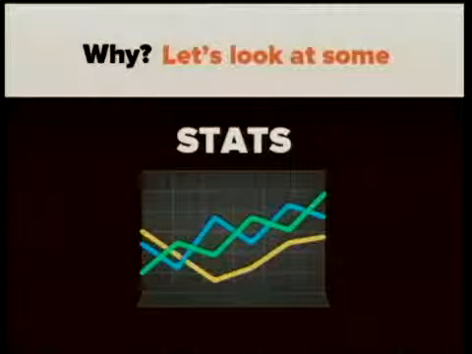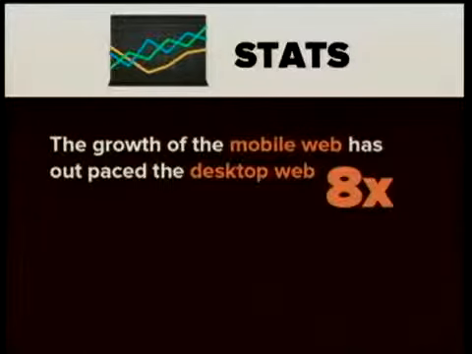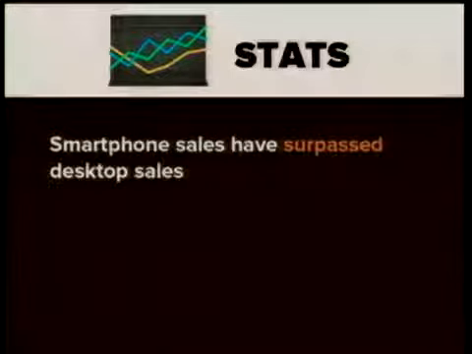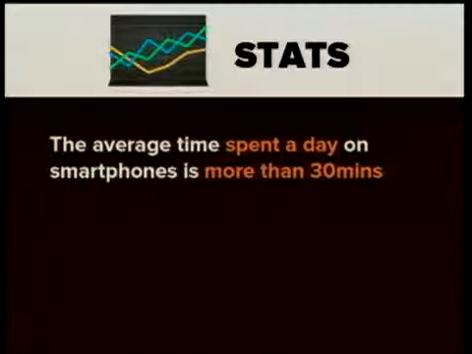Cool. So why? Here are some stats about mobile. The growth of the mobile web has outpaced the desktop web, at about 8 times the speed since it started. People are still coming in. And smartphone sales, about a year or so ago, surpassed desktop sales. And the average time spent on a smartphone per day, it's probably gone up from this now, is about 30 minutes. But who here uses their phone at least 30 minutes a day and is just on it? Yeah, pretty much everybody.